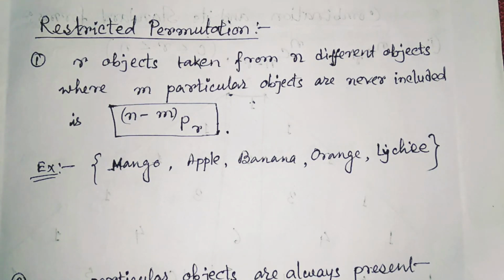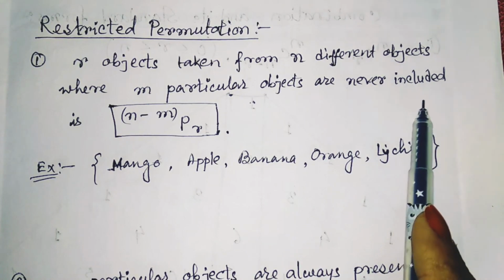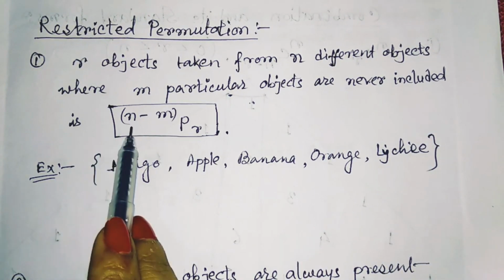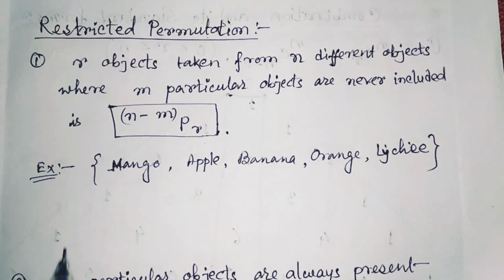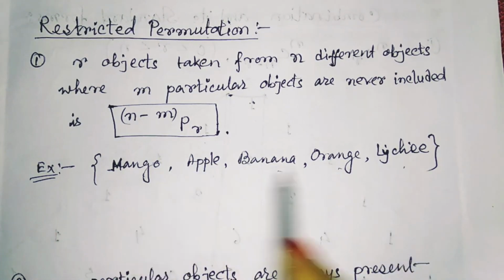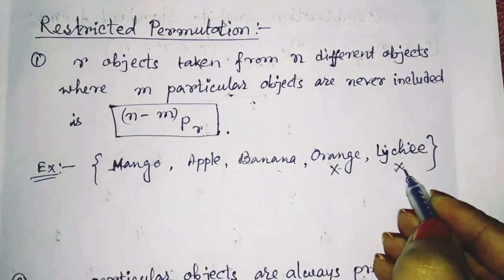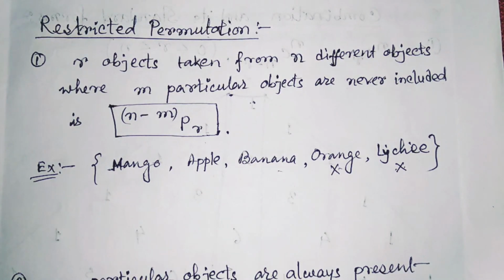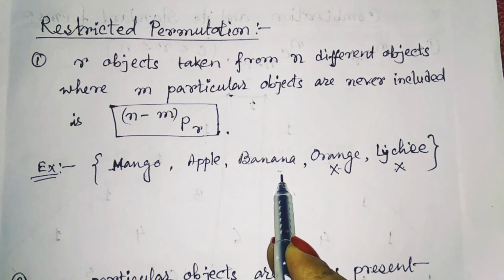So suppose r objects are to be taken from a total of n different objects given. Among these r objects, m particular objects are never included. If it is so, then the formula is n minus m P r. For example, suppose 5 fruits are given. Among these 5 fruits, orange and lychee will never be included or taken. So from the remaining 3 fruits, we are supposed to take any 2.